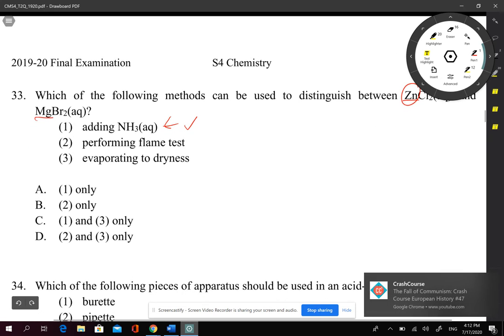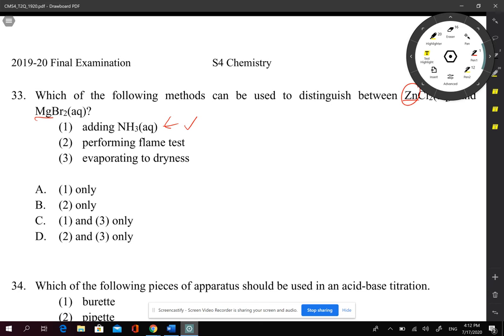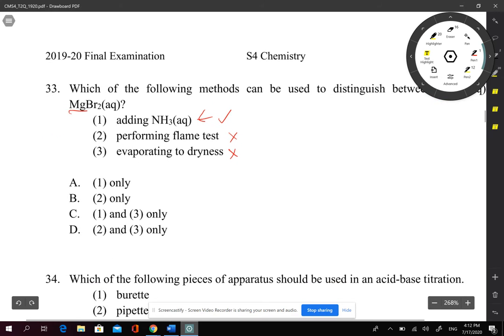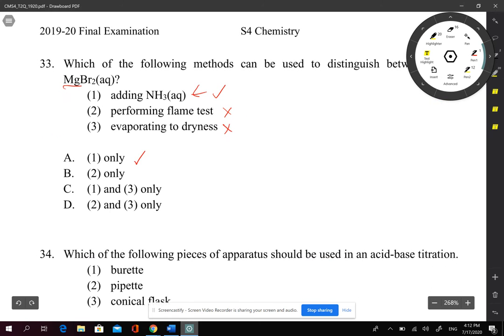Evaporating to dryness, of course not, because both are ionic compounds. Evaporating to dryness, they will leave a solid, and both solids are white. You cannot distinguish them by their appearance, so it cannot be. In the Form 4 study in the DSE syllabus, we have not learned about the flame colour of these two ions. So the second statement is not correct. So the answer should be A.